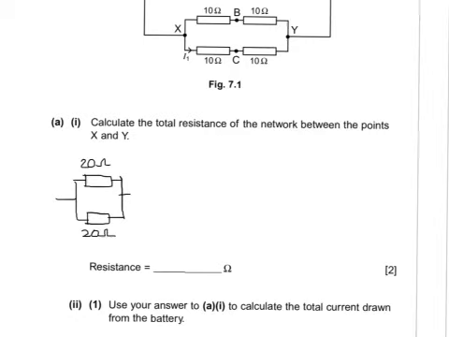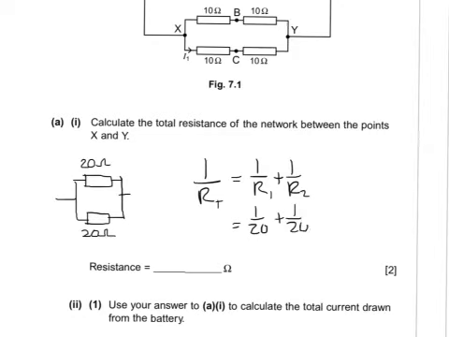Now, to find the total resistance though of this combination, now we have to use 1 over RT is equal to 1 over R1 plus 1 over R2. So we've got 1 over 20 plus 1 over 20, and that's 2 over 20, and of course then we've got to flip the fraction to get our total, so it's 20 over 2, and our answer then is 10. So 10 ohms.